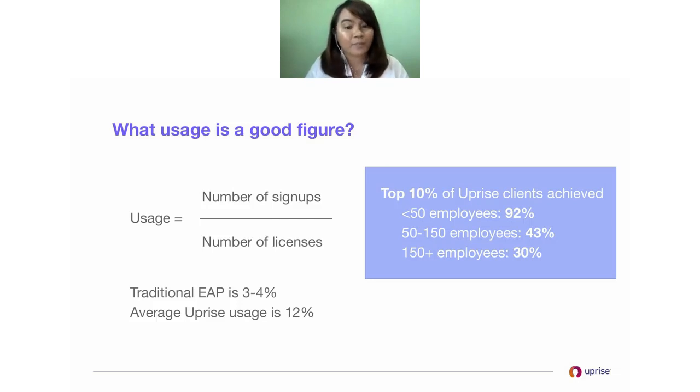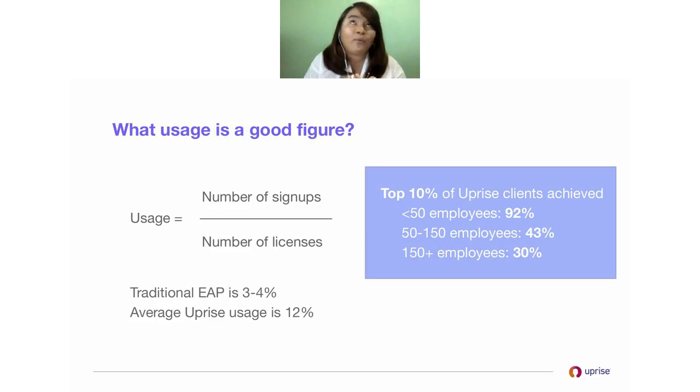And for the top 10% of Uprise clients, they have achieved 92% usage for companies with 50 employees and below, and then 43% for companies with 50 to 150 employees, and then 30% for 150 employees and above. So those are the usage percentages of our top 10 Uprise clients.